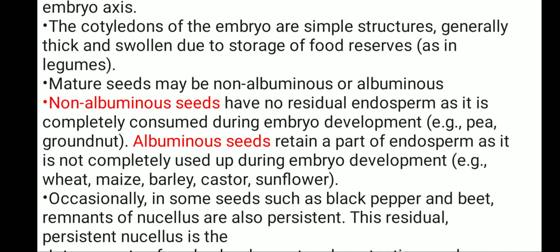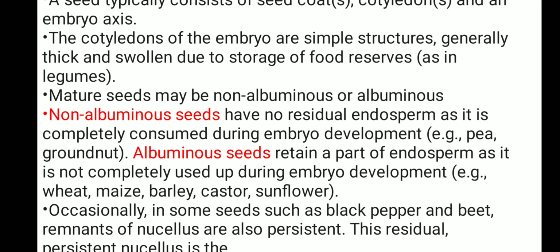Okay. And occasionally in some seeds, such as black pepper and beet, the remnants of the nucellus, that is the leftover nucellus, also persist, and this residual persistent nucellus is called perisperm. Okay, once again I am repeating. First is the non-albuminous type of seeds and the second is the albuminous type of seed.